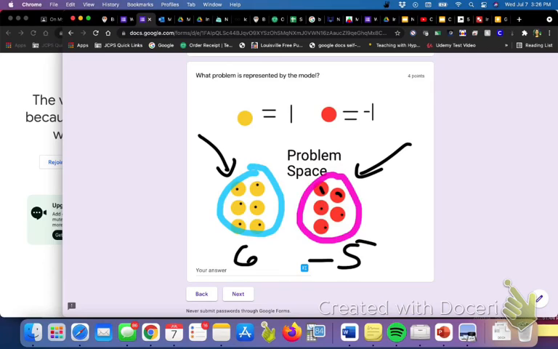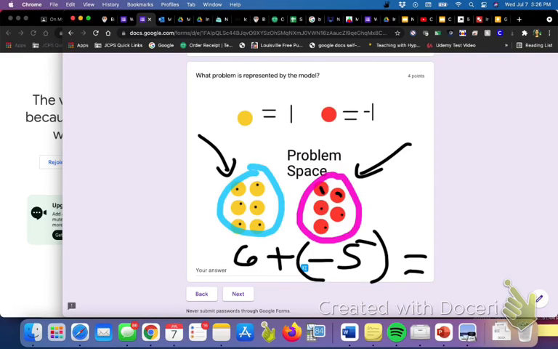So the problem is +6 plus -5. And remember, typically, not always, but most of the time, whenever we've got a plus and a minus back to back like that, we want to go ahead and put parentheses around it in order to make it a little bit more clear to read.